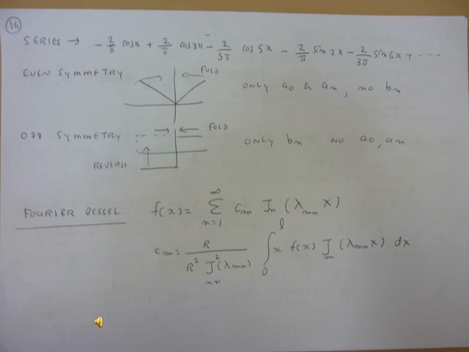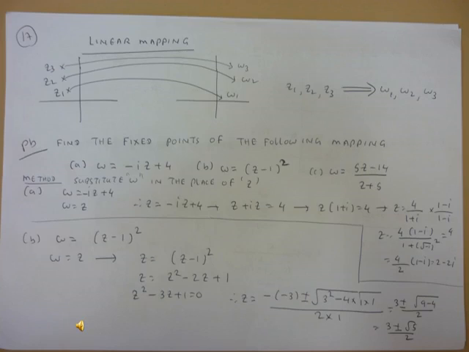The next one is the linear mapping theory. In this case, there are two domains. Z1, Z2, Z3 are in the Z domain. Those values in Z1, Z2, Z3 can be mapped to another omega domain. So Z1 is mapped to omega 1, Z2 mapped to omega 2, and Z3 is mapped to omega 3. This is what we call the linear mapping. Based on this phenomenon, we will solve the problem.